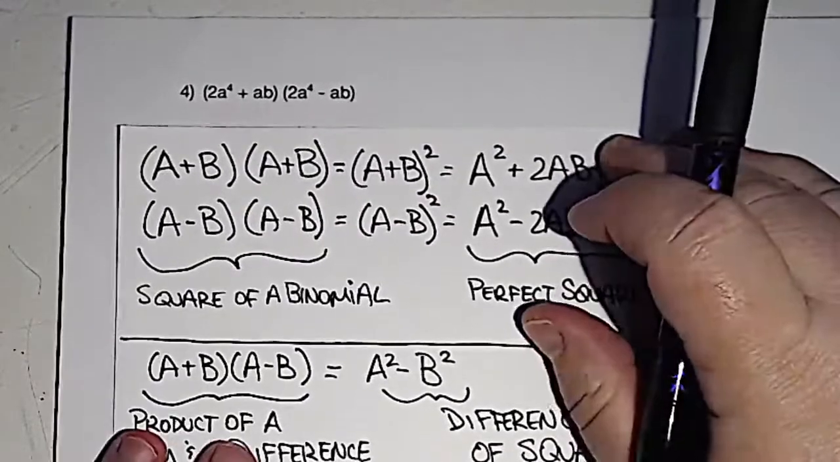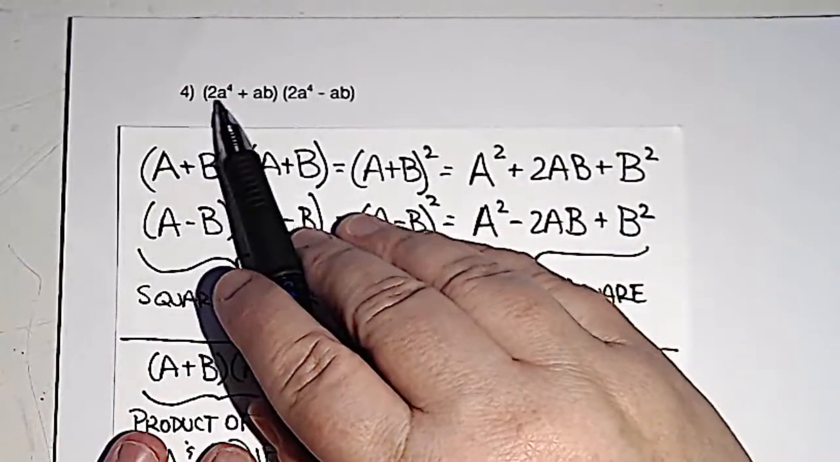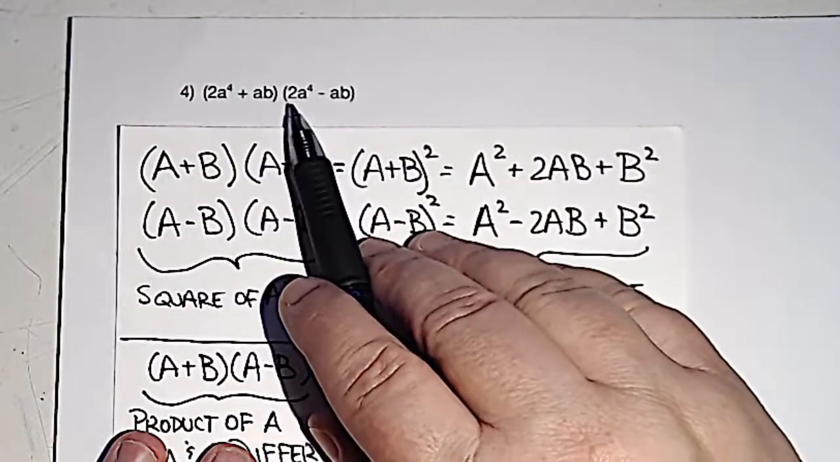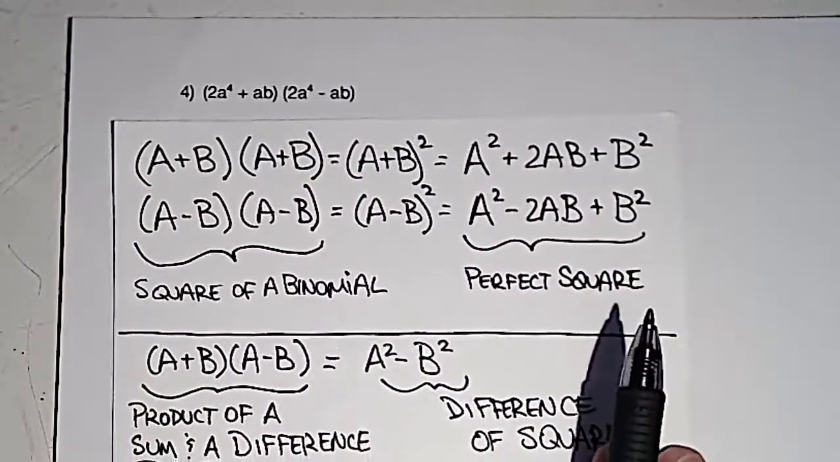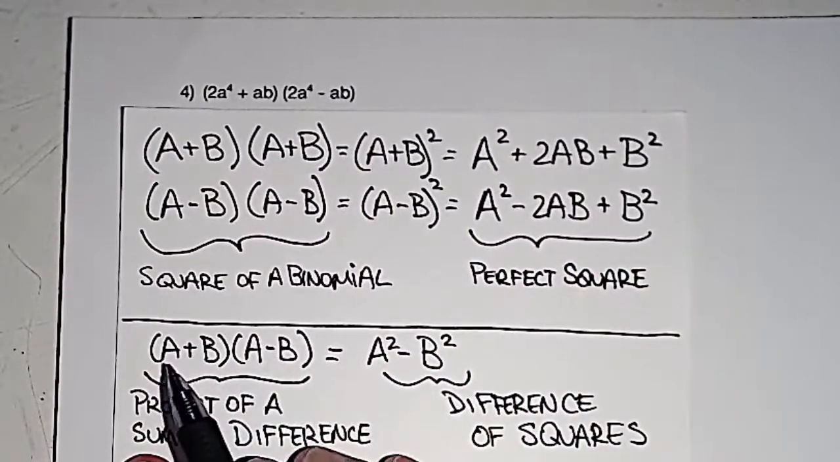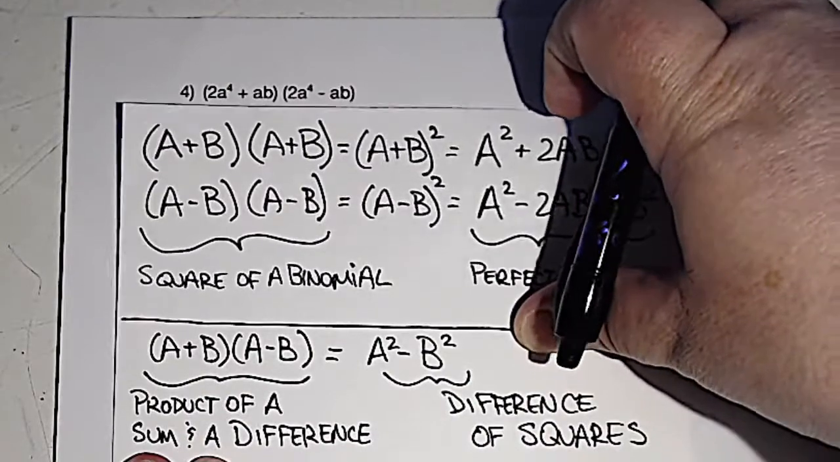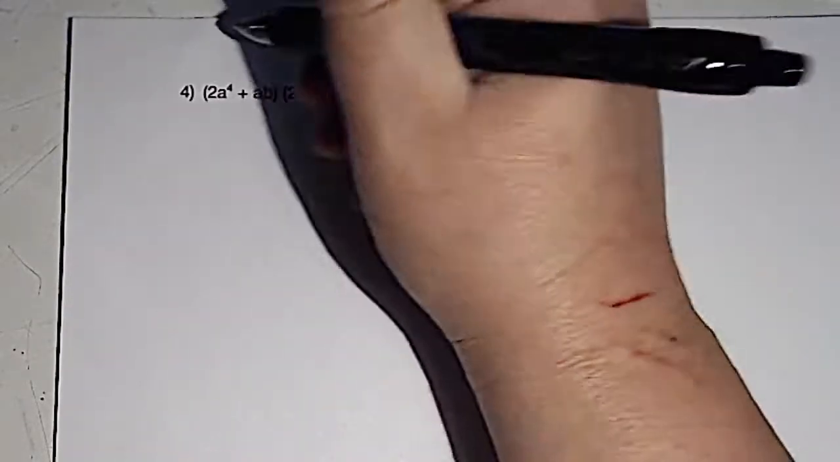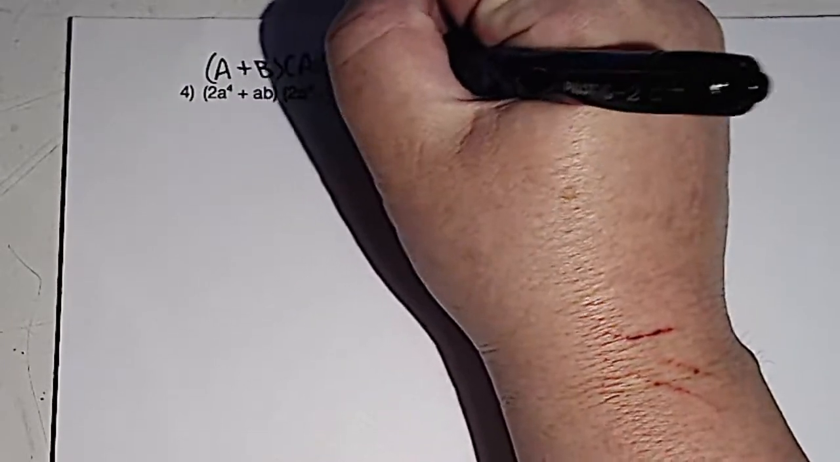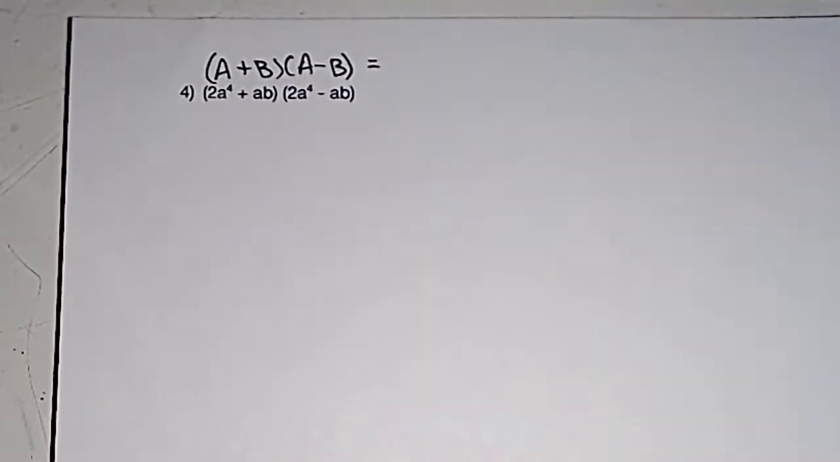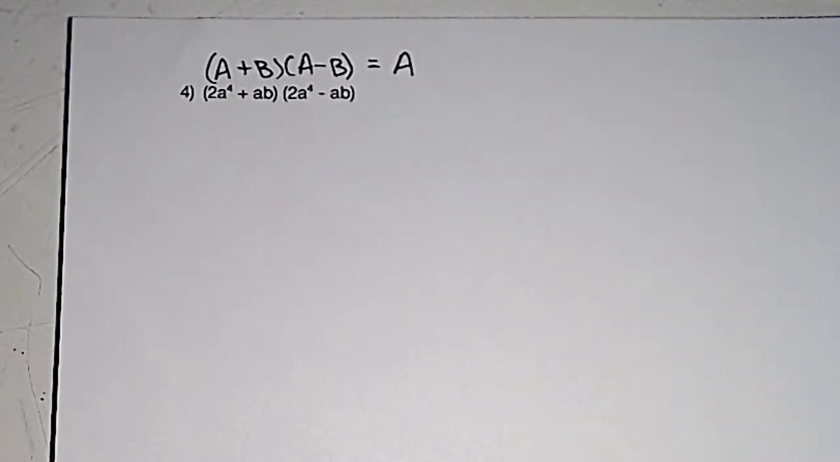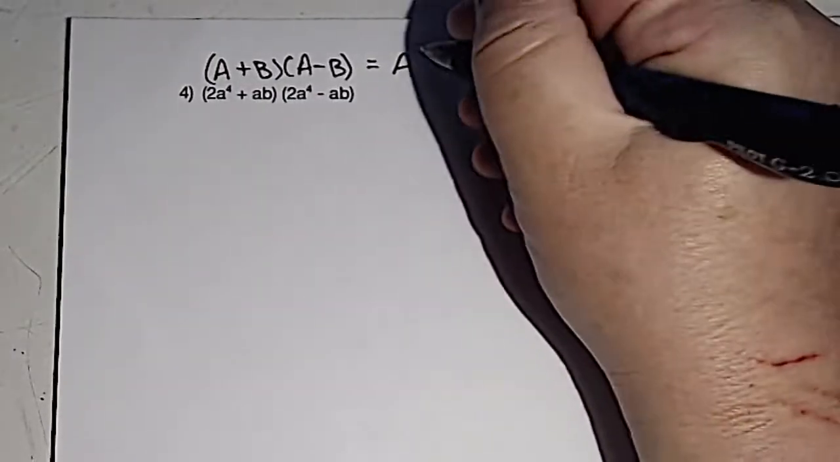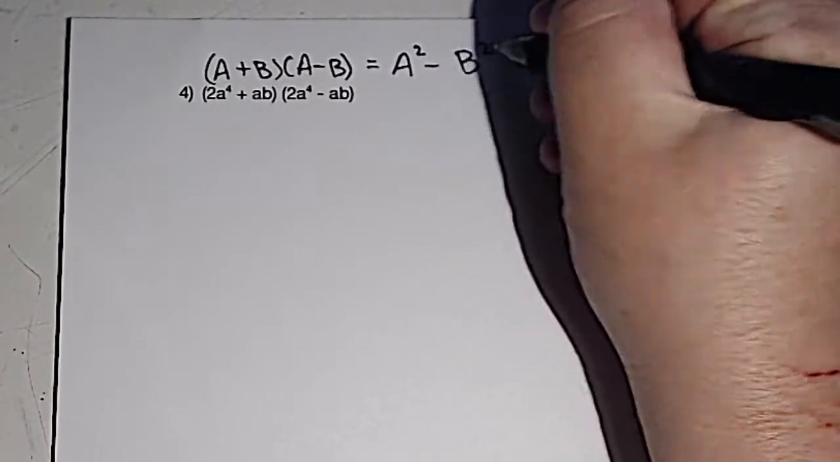Okay, so when we take a look at this, I've got 2a to the 4th plus ab, and then 2a to the 4th minus ab. So I look through my options and I go, oh wait, that's a plus and a minus. A plus b, a minus b. So let me go ahead and use that one. The product of a sum and a difference is, and they get smaller, a squared minus b squared.